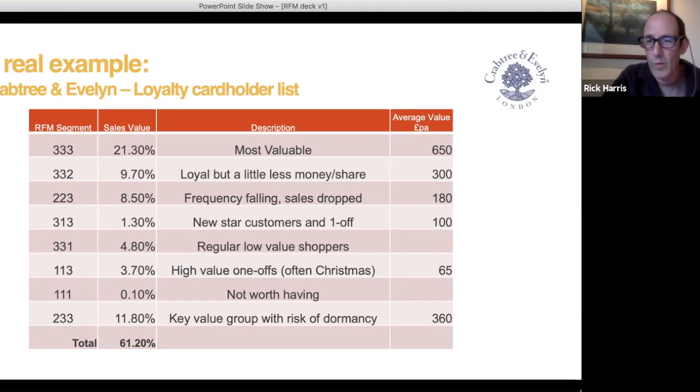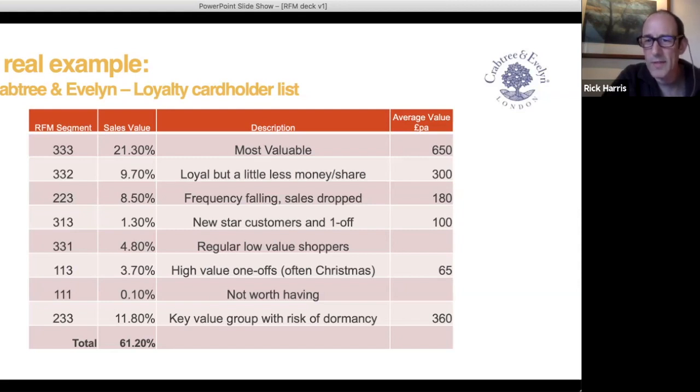And here are my 111s. So theoretically, I was saying they're a pretty poor segment. And let's look at what they're actually worth to Crabtree and Evelyn. They are worth 0.1%, virtually nothing. And yet there are just as many people in them as in all of the other segments.